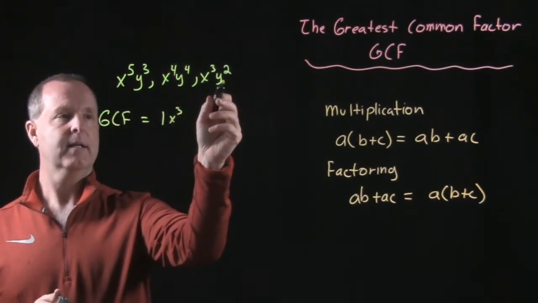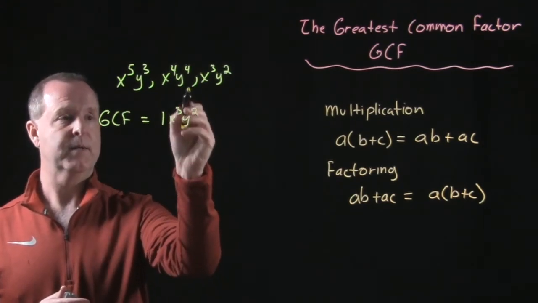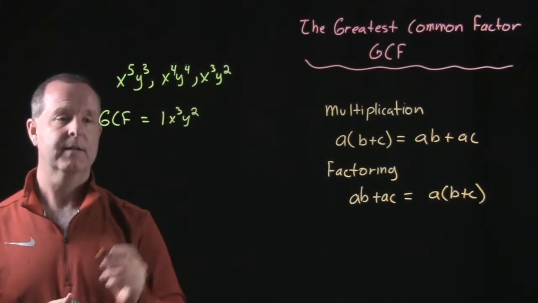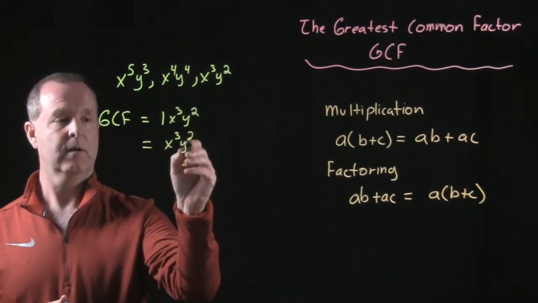And then the y's, looks like they all would contain at least a y squared, but do not contain anything higher than that. So my greatest common factor is just simply x cubed y squared.